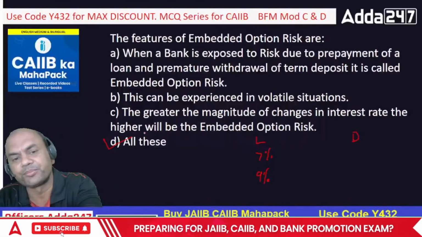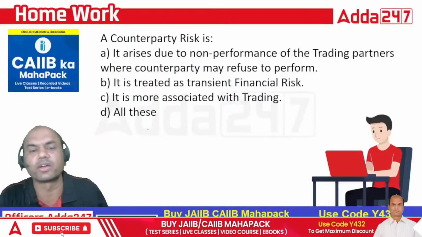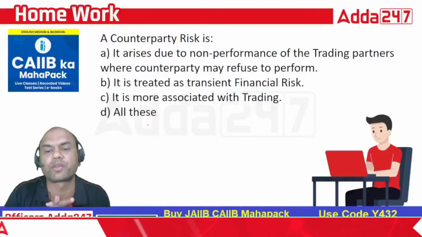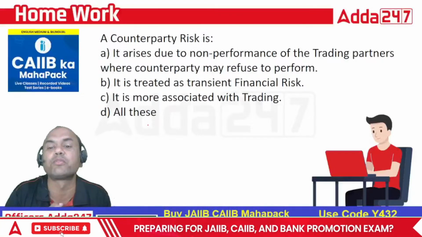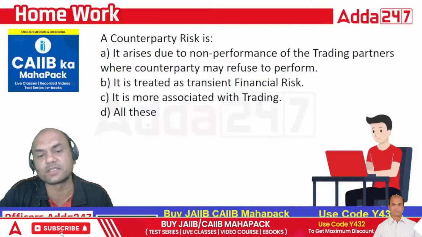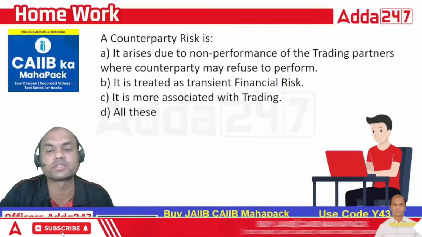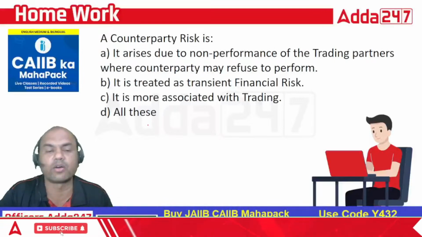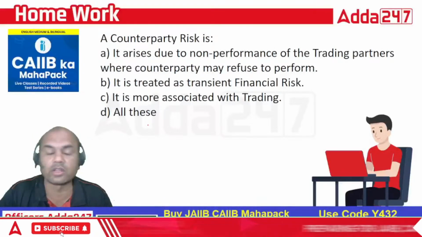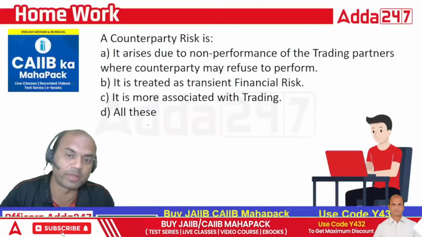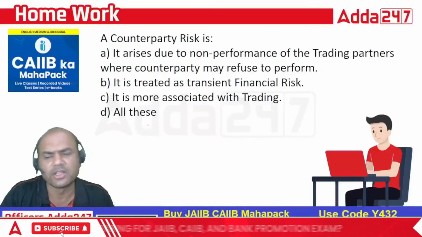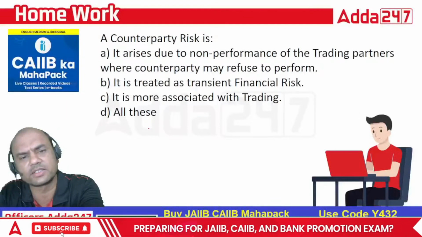Got it? So now, one for your homework. The counterparty risk arises due to non-performance of trading partners when the counterparty may refuse to perform. It is treated as a transient financial risk. It is more associated with trading, and all of these. Very typical answer. One hint I will give you: all of these is not the answer. Many of you might be thinking immediately all of these. All of these is not the answer. You check it. Tomorrow I will answer.